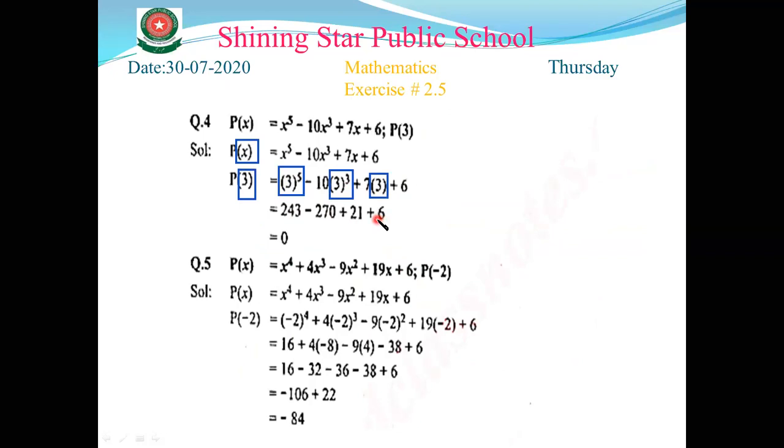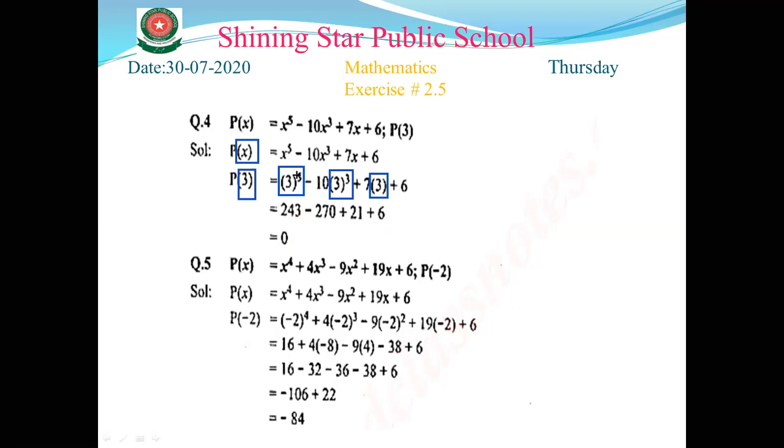Okay, now 243 plus 21 is equal to 264. 264 plus 6, 270. 270 minus 270, 0. Because 270 minus 270 cancel. The remaining is 0. Simple.